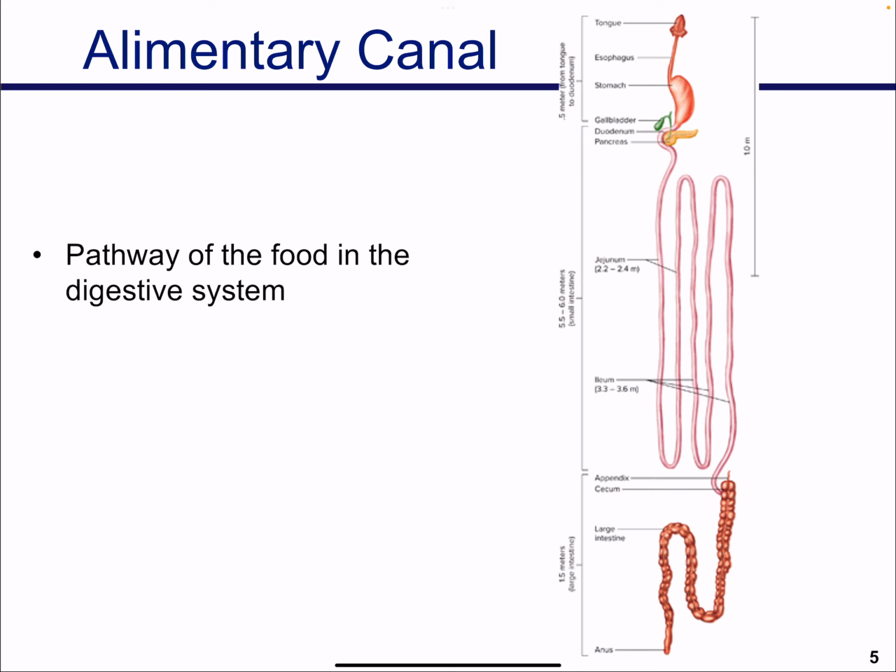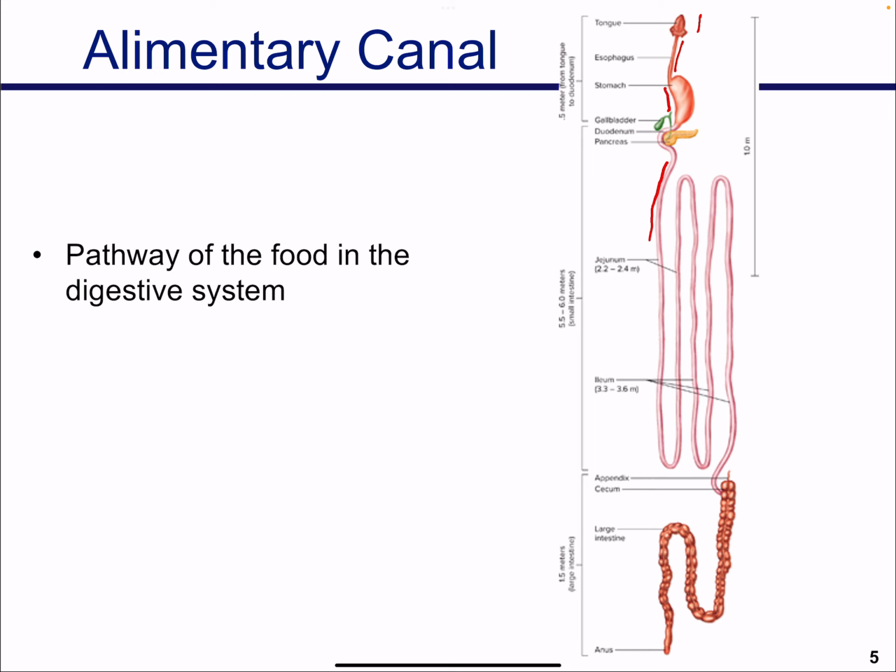Now, here we have the alimentary canal again, showing the pathway. We mentioned earlier that the food is ingested through the mouth. From the mouth, the food is going to go in the esophagus. From the esophagus, it goes in the stomach. From the stomach, it goes in the small intestine, that is extremely long. It's the longest organ of the digestive tract.